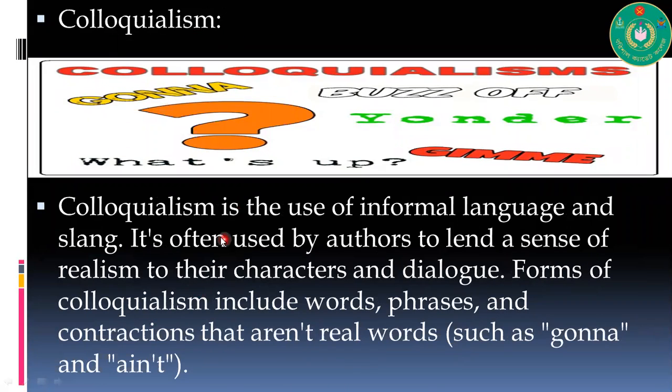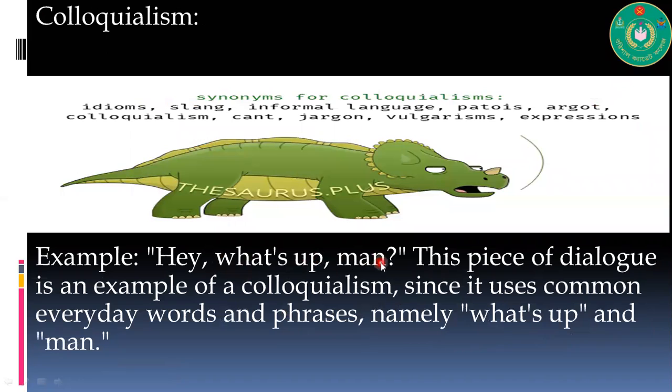Colloquialism, a much more familiar term, is the use of informal language and slang. It is often used by authors to lend a sense of realism to their characters and dialogues. Forms of colloquialism include words, phrases, and contractions that aren't real words, such as gonna, ain't. Example, hey, what's up, man? This piece of dialogue is an example of colloquialism since it uses common everyday words and phrases like what's up and man.